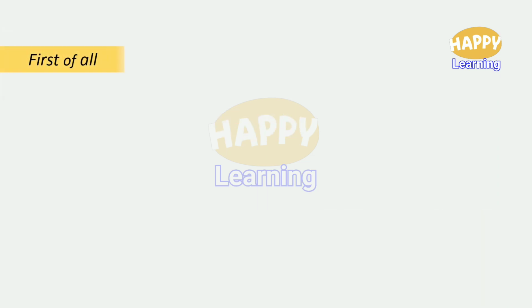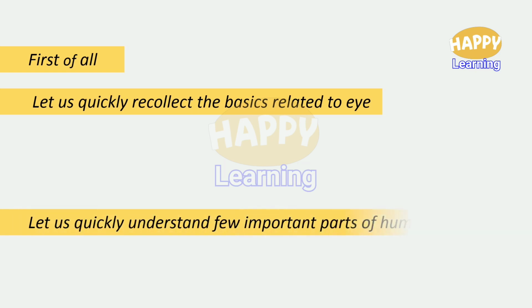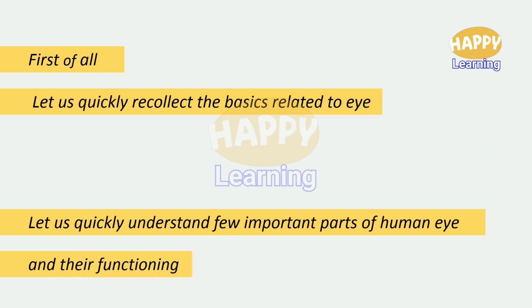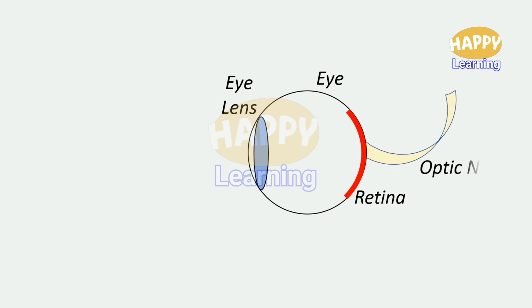First of all, let us quickly recollect the basics related to eye. Let us quickly understand few important parts of human eye and their functioning. This is an eye, its eye lens, retina. It is connected through optic nerve to the brain.